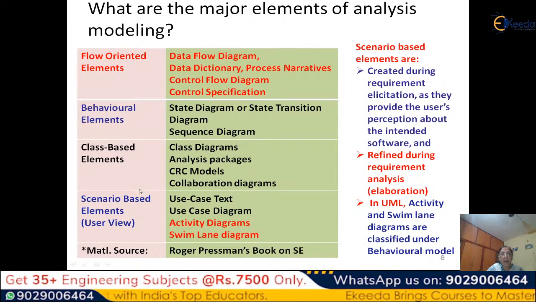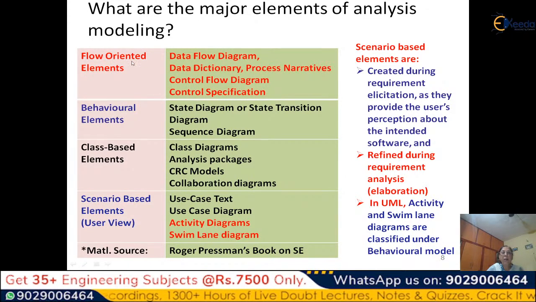Under each element, we have a set of tools, a set of diagrams, or a set of models. These models can be in the form of a tool, a diagram, or some text or method. So you have data flow diagram, data dictionary, control flow diagram, control specification.